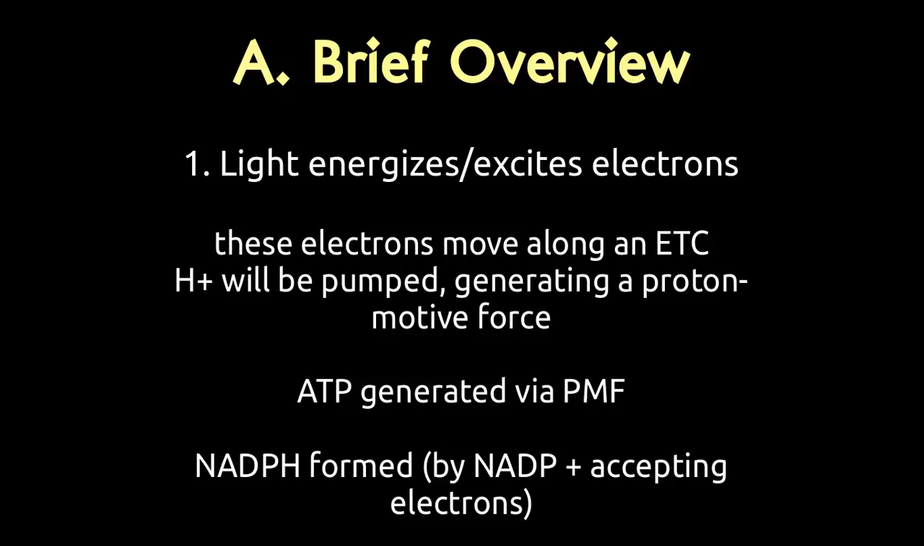Specifically, the light is going to energize these electrons, and then we are going to move those electrons along some sort of electron transport chain in which we are going to pump protons across a cell membrane, generating a proton motive force. Hey, this should sound really familiar at this point. Basically the same as what we've been talking about already. And like also what we've talked about already, we're going to get some ATP generation from that proton motive force. Very similar to what we're doing as well.